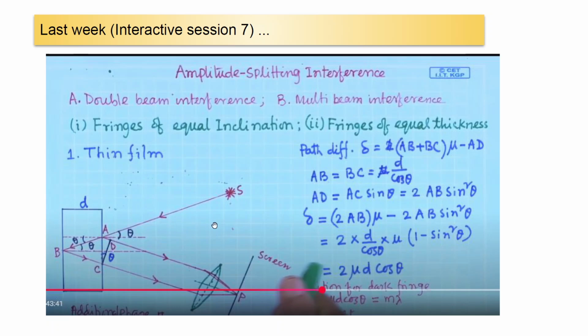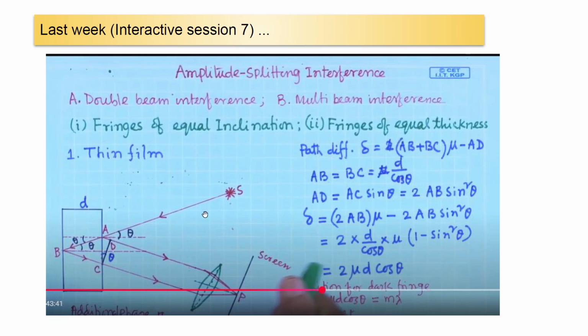Here, if we see, this is the source S, and we have kept a glass plate which has some refractive index mu, and its thickness is d. On our screen, the light coming from the source will be received. One part of it will reflect from this air and glass plate interface and come to the screen. The other part, some of it, will go inside the glass plate and then reflect from this other interface.